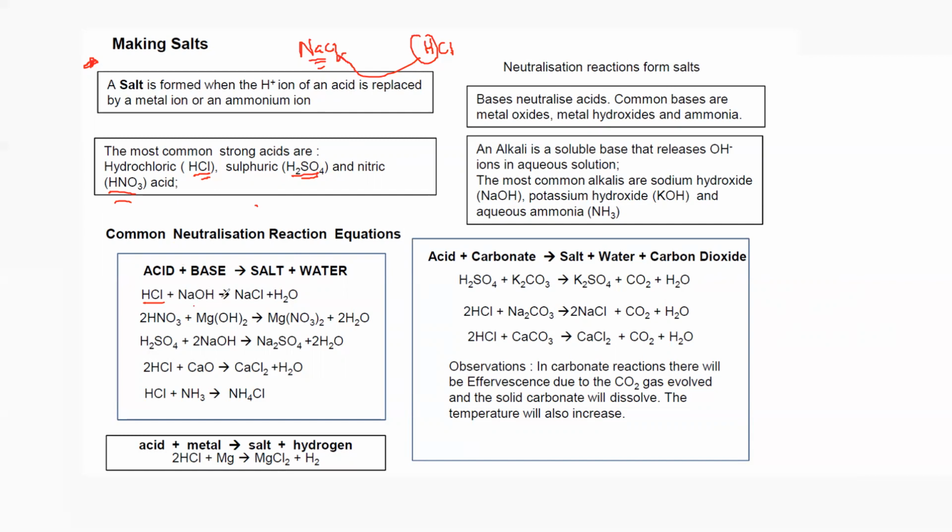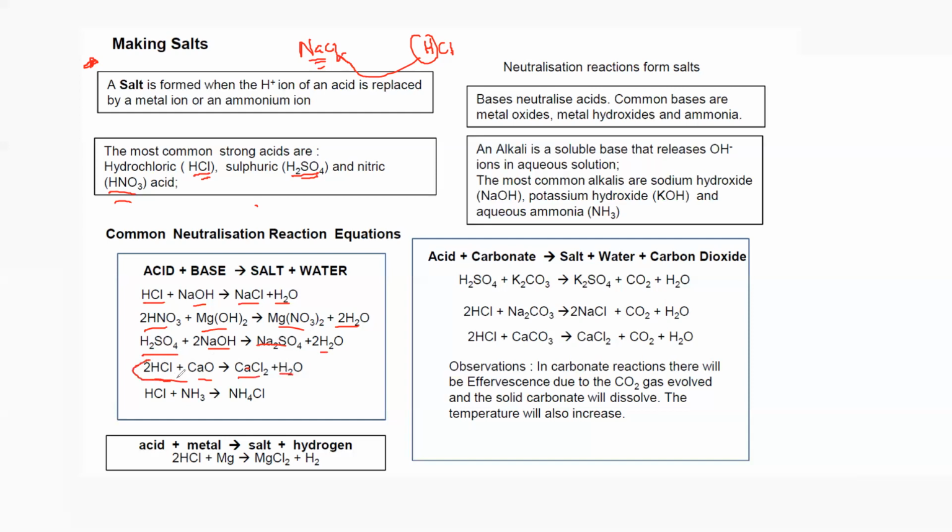So if HCl reacts with NaOH, it will form NaCl plus H2O. HNO3 reacts with magnesium hydroxide, it will give magnesium nitrate and water. H2SO4 reacts with sodium hydroxide, giving sodium sulfate and water. HCl plus calcium oxide gives calcium chloride plus water.